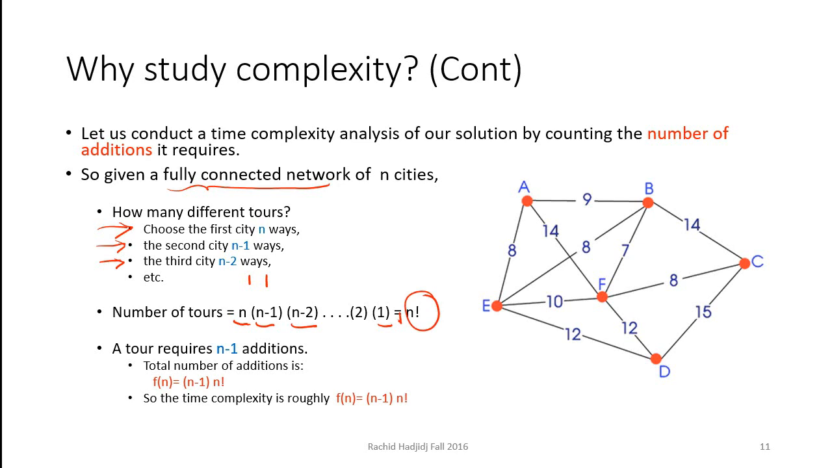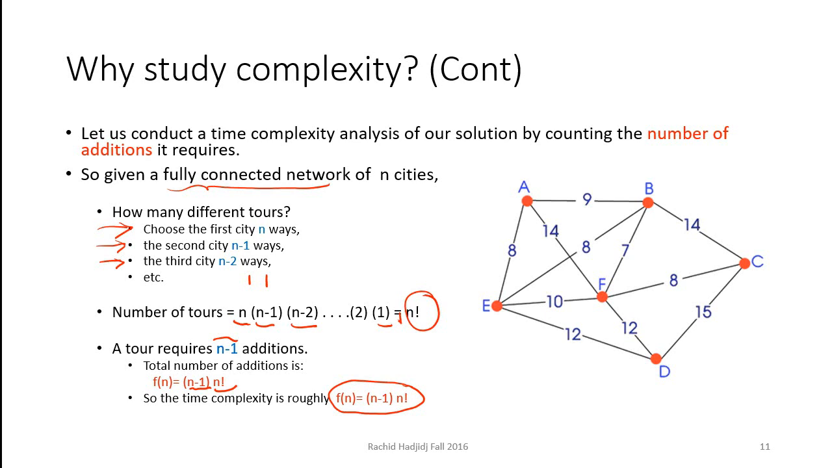The number of additions each tour requires is n-1. Why is that? Because a tour around n cities contains n roads. To find its length, we need to add n numbers, which are the lengths of the roads. And this requires n-1 additions. The total number of additions is going to be just the product of the number of additions for each tour times the number of tours. So the total complexity in terms of number of additions is going to be this formula here: F(n) equals n-1 times n factorial.